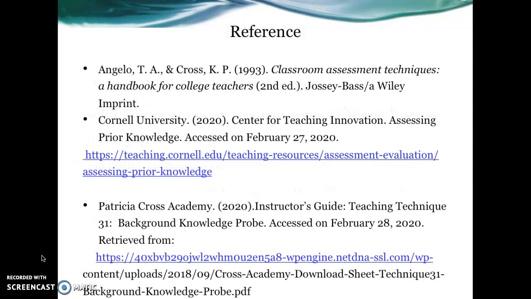At the end of the day, this assessment creates a proactive learning environment where instructors and students engage in order to affect and create positive learning environments.